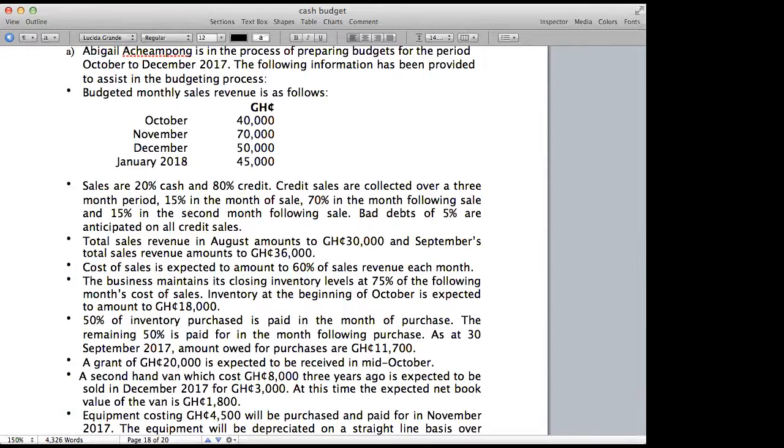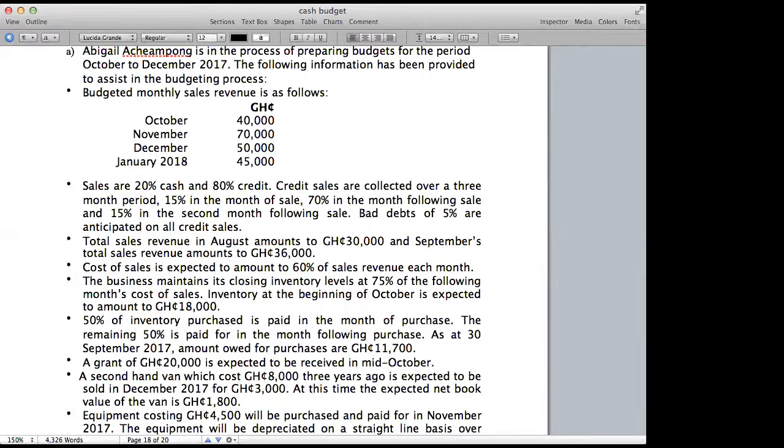Now let's see. Inventory at the beginning of October is expected to amount to what? 18,000. So the opening balance of the inventory is 18,000 for October. So that's the first budget period. That is it.